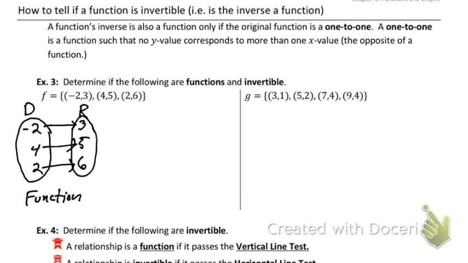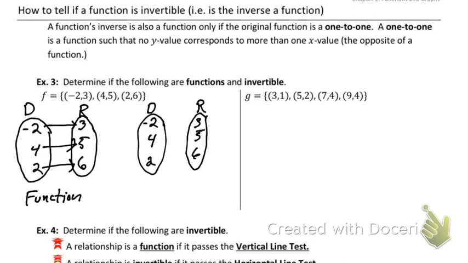When you're checking to see if something's invertible, you're going to draw your arrows the opposite direction. So we're going to still stick with our domain being -2, 4, and 2. We're still going to stick to our range being 3, 5, and 6. And now we're going to go backwards. We're going to say, okay, this element in the range maps to -2. 5, which is an element in the range, maps to 4. 6 maps to 2. Because there are no arrows that go to 2 different things, this would also be invertible.